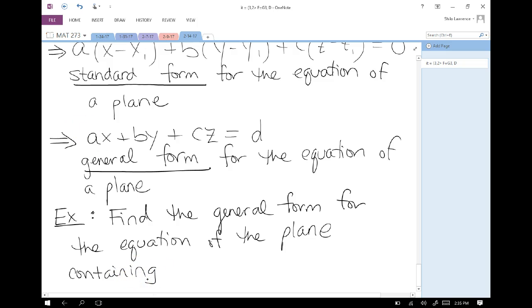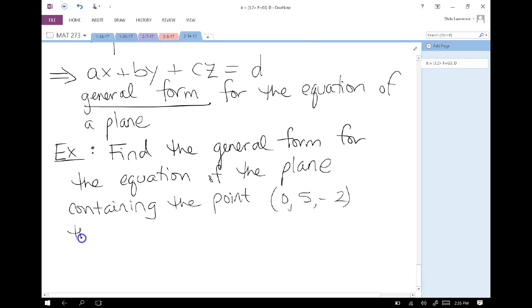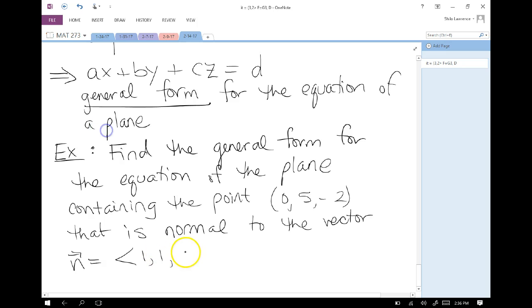So we're going to find the general form for the equation of the plane containing the point 0, 5, negative 2 that is normal to the vector 1, 1, 3. So there's not much work to do on this one.